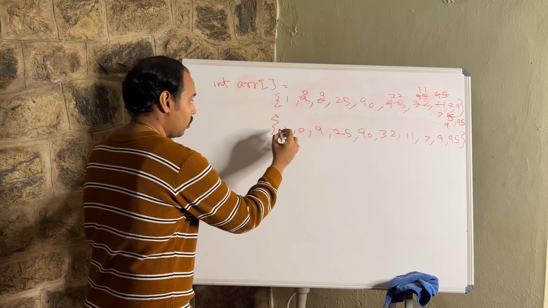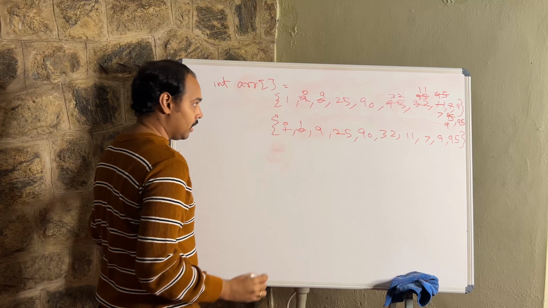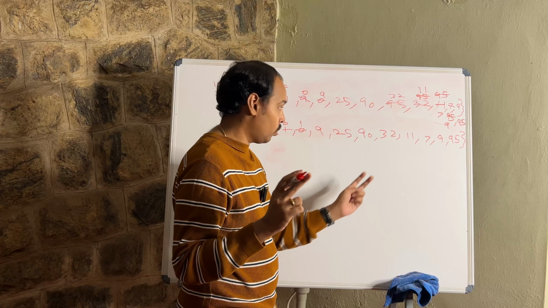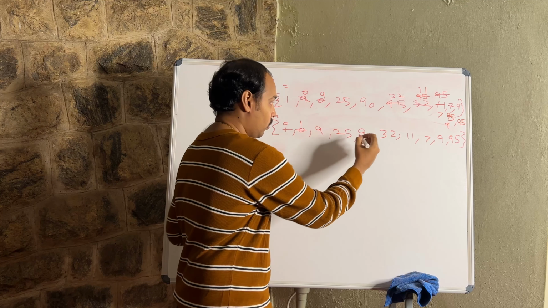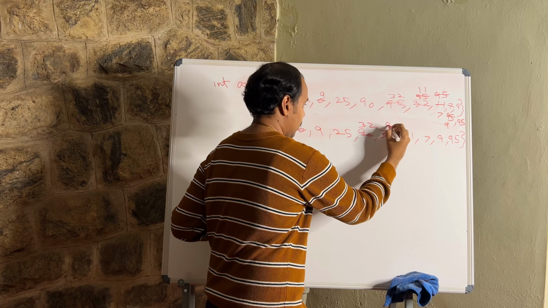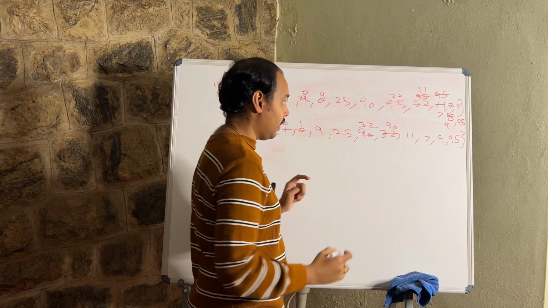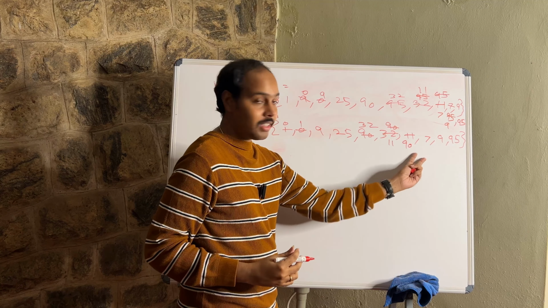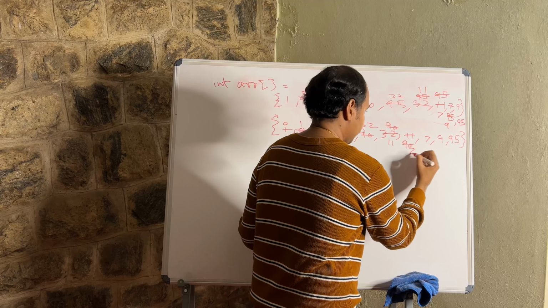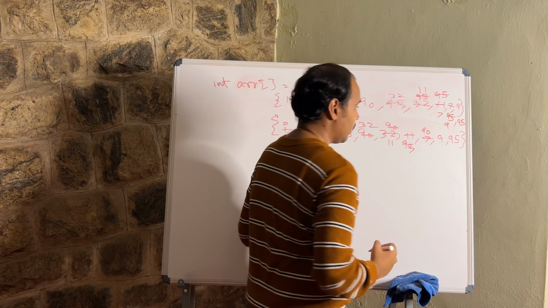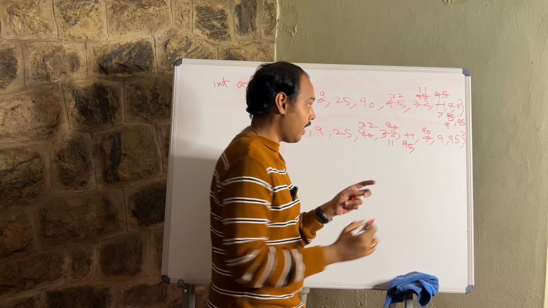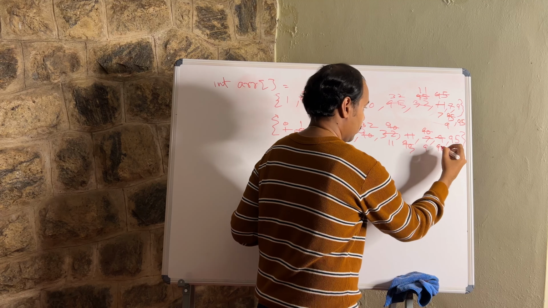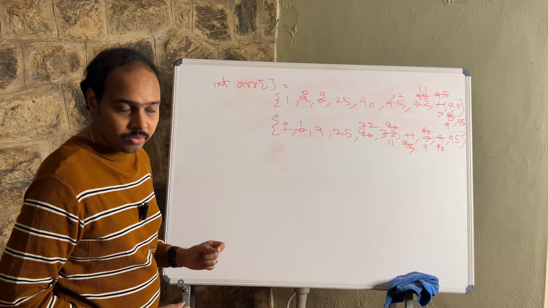Is 1 less than 0? No, so 0, 1, we swap it. 1 less than 9, true. 9 less than 25, true. 25 less than 90, true. 90 is less than 32, no, absolutely not. Is 90 less than 11? No. Is 90 less than 7? Not at all. 90 less than 9? No. Is 90 less than 95? True.